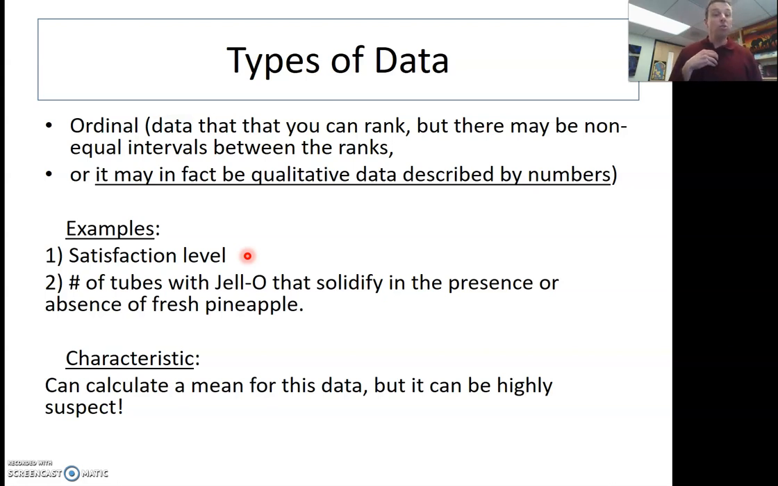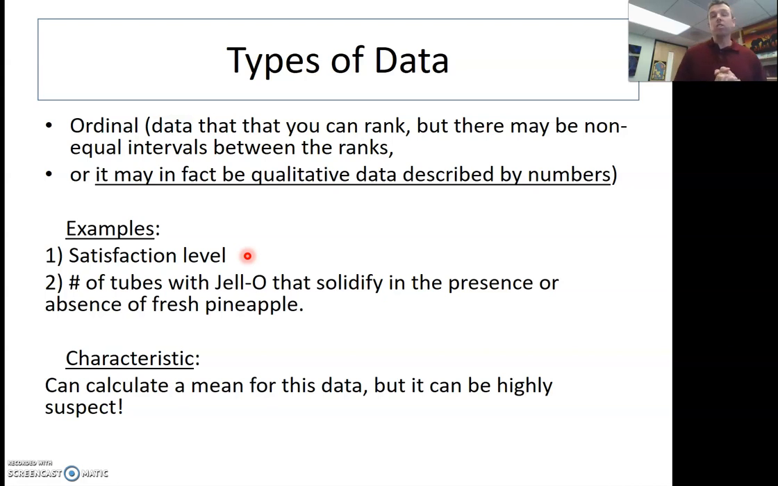Same with the number of tubes with Jell-O that solidify in the presence or absence of fresh pineapple, right? This is still categorical. The category here is that it did solidify or it didn't solidify. But now we can actually kind of rank these. So a satisfaction level of 8 is better than a satisfaction level of 5, right? And for example, if 8 tubes solidified, that's more than 5 tubes solidifying in a different experiment. So this is still rankable, but these are still categories.